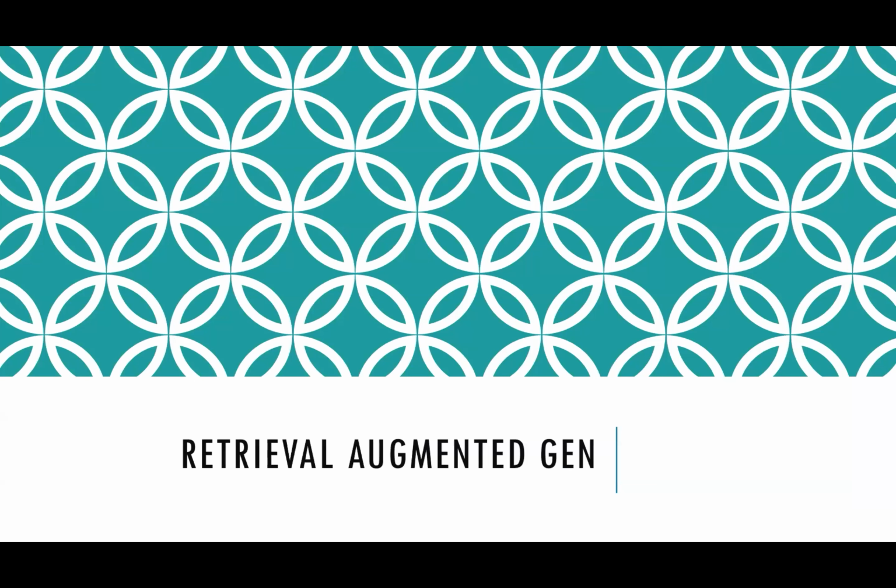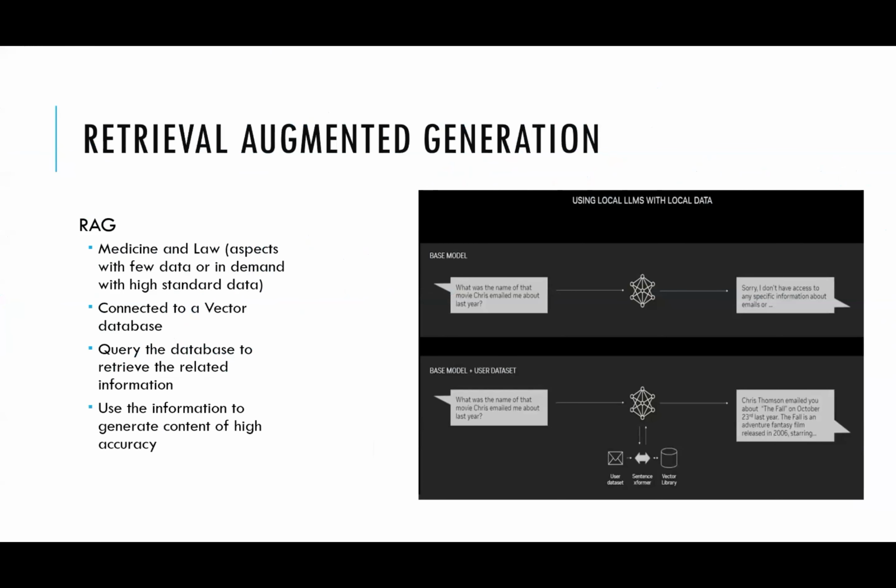The second technique is called retrieval augmented generation. I didn't type it completely because it's too long. Retrieval augmented generation was first used in medical and law aspects, because in these aspects we also have very few data, but we need the model to give responses with very high accuracy and very high quality. We don't want the model to give wrong answers with respect to medical and law. So what is the workaround to do this?